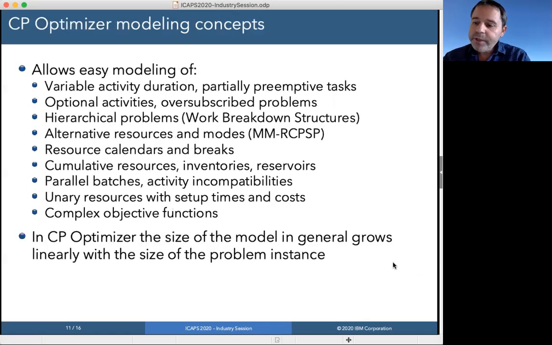So in general, the modeling concepts of CP Optimizer make it fairly easy to formulate those complex problems. For instance, there are the following things that are pretty easy to model. You can model variable activity durations. You can model oversubscribed problems that involve optional activities, hierarchical problems with a work breakdown structure, and alternative ways to perform some tasks in the hierarchy. You can also model different types of cumulative resources like inventory, reservoirs, activities that can be batched and processed together by a machine, by a resource, binary resources with sequence-dependent setup time and setup cost.